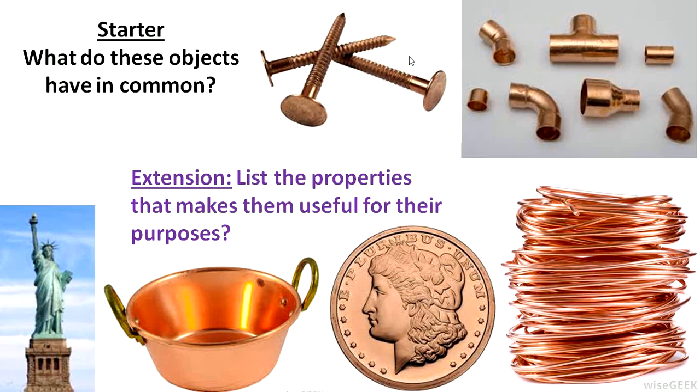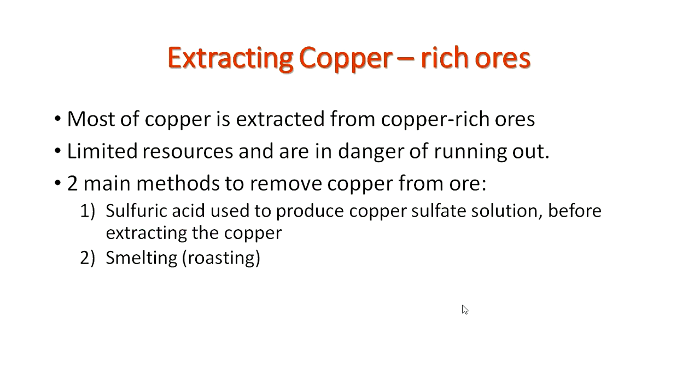So let's go over the answer. These pictures are all showing copper. And the properties that make copper useful for their purposes is that they are ductile, malleable, easy to shape, they are good conductors of electricity, and many more.